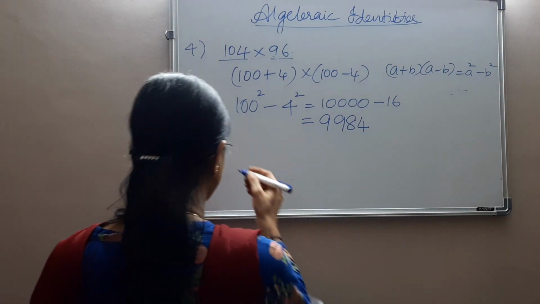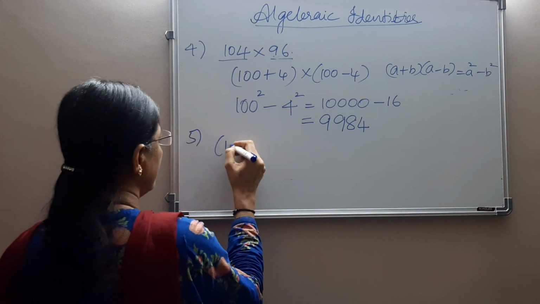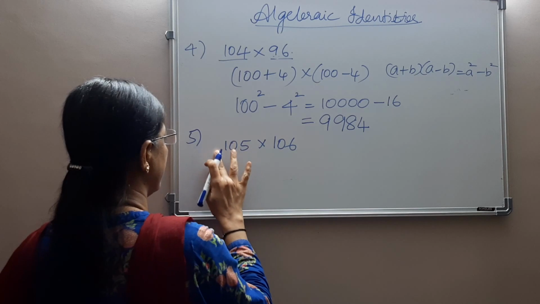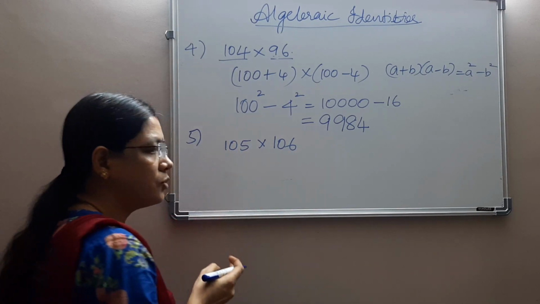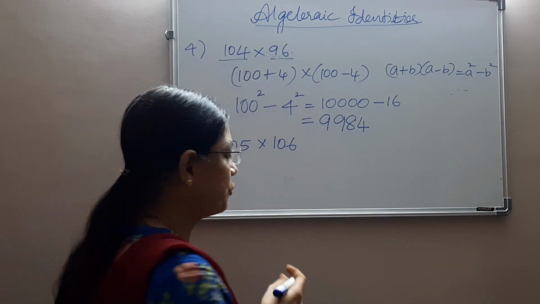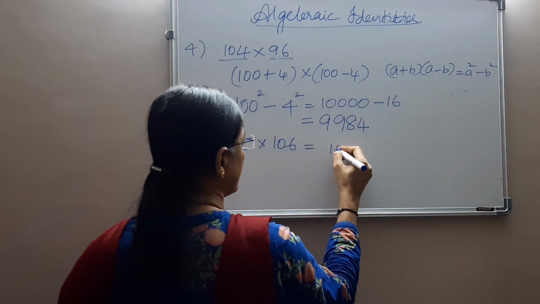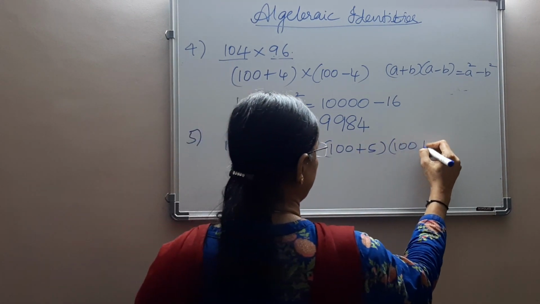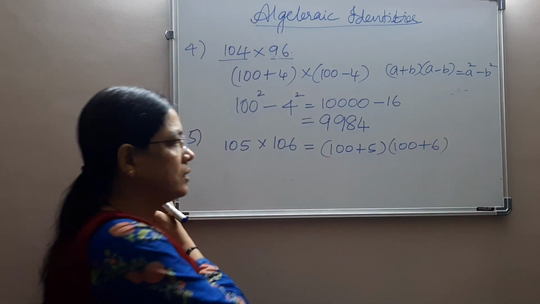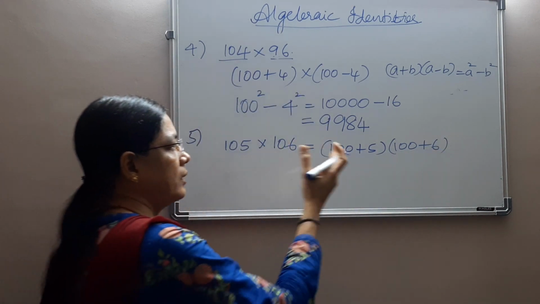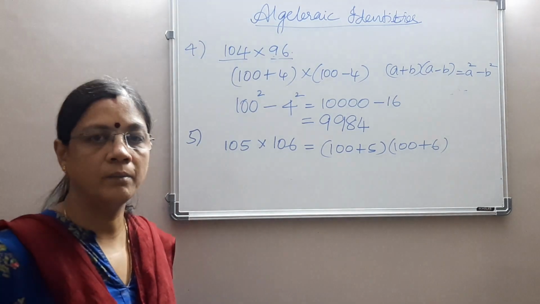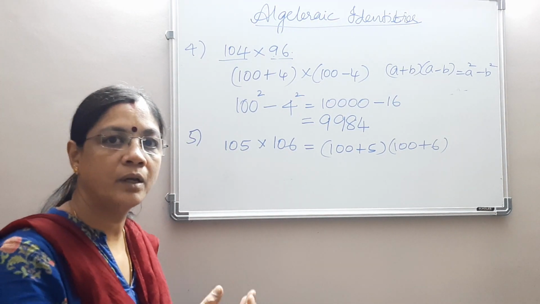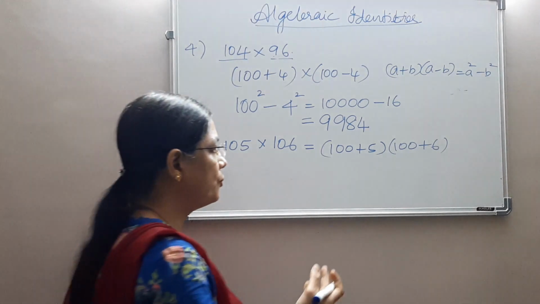Now the next one is 105 into 106. Here too we need to understand the relation between the two numbers. So the two numbers can be represented by 100 plus 5 into 100 plus 6. Whether this term is similar to some identity, we need to see.